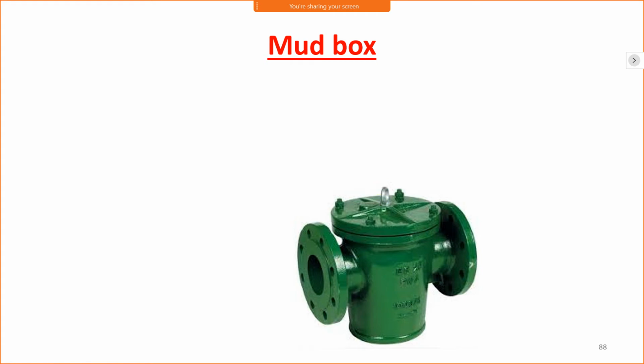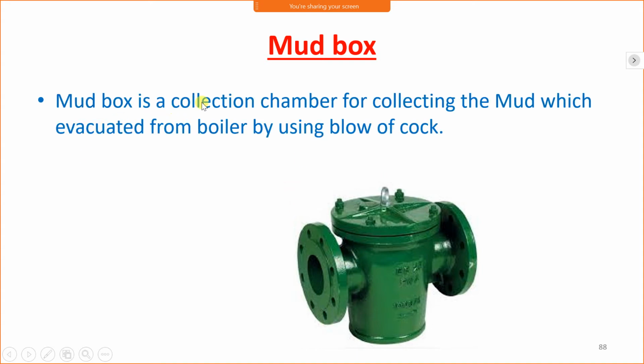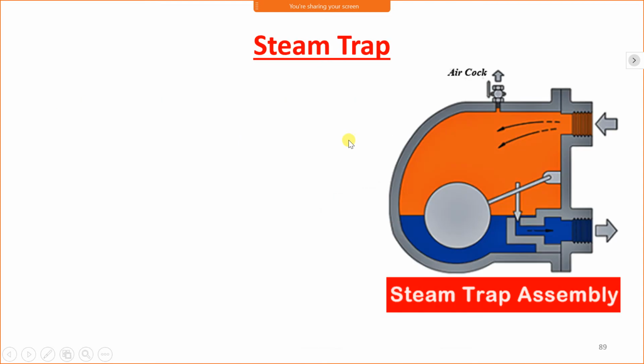When the water converts into steam, impurities get separated, and those impurities, or the mud, are collected in a mud box. Mud box is a collection chamber for collecting the mud which is evacuated from the boiler by using the blow-off cock. Then, steam trap. Now, steam trap is used to separate the liquid part, that is water, from the steam, and it allows only dry steam to escape from the boiler.